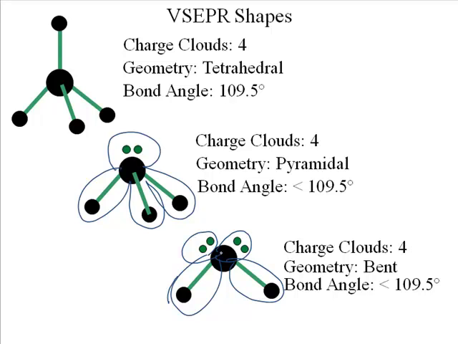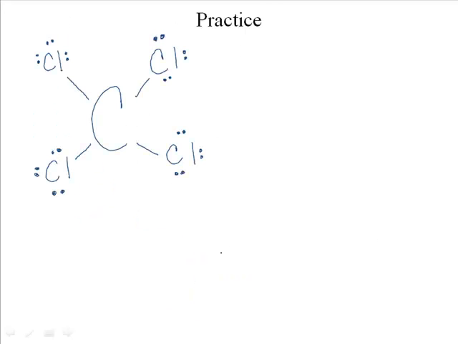So these are the main VSEPR theory shapes that we'll be covering in this class. 2 charge clouds is linear, 3 charge clouds could be planar triangular or bent, and 4 charge clouds could be tetrahedral, pyramidal, or bent. When you're applying this information, we're going to generally be applying it to Lewis structures. So let's look at the Lewis structures that we've already done in this chapter. Here's our good old friend carbon tetrachloride that we did in our very first Lewis structure a little while ago.